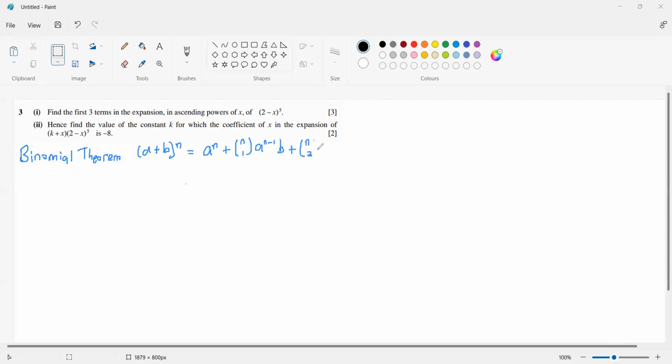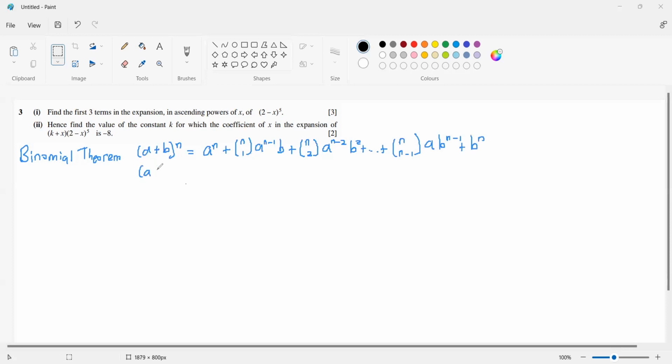So now n choose 2. The a decreased by 1 more, and then b increased by 1, and so on, until n choose n minus 1. So this will be a, and then b follows the power of the b, if you notice, then b to the power of n.